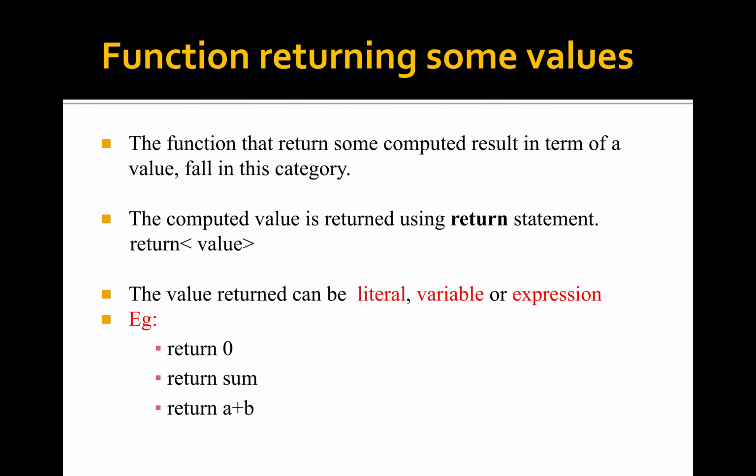If the function is returning some values to our main program, then we use the statement called return, followed by the corresponding value. Whenever the function returns a value, we use the statement return and then give the value. The value can be a literal, variable, or expression. Using the return statement we can specify a literal, variable, or expression. That is, we can return any of these three types.